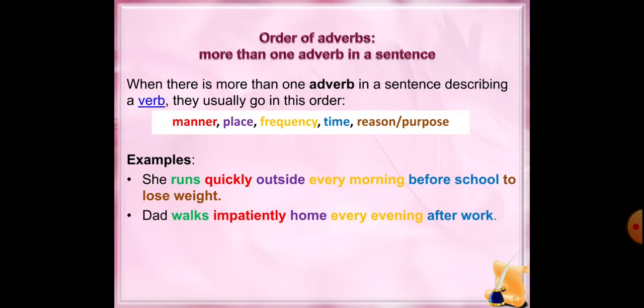Also, we should know the order of adverbs. More than one adverb in a sentence. When there is more than one adverb in a sentence describing a verb, they usually go in this order: manner, place, frequency, time, reason or purpose. For example, "She runs quickly outside every morning before school to lose weight." "Dad walks impatiently home every evening after work."